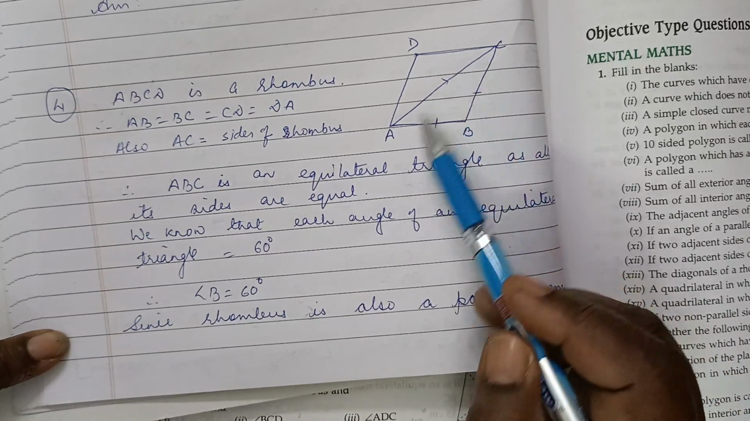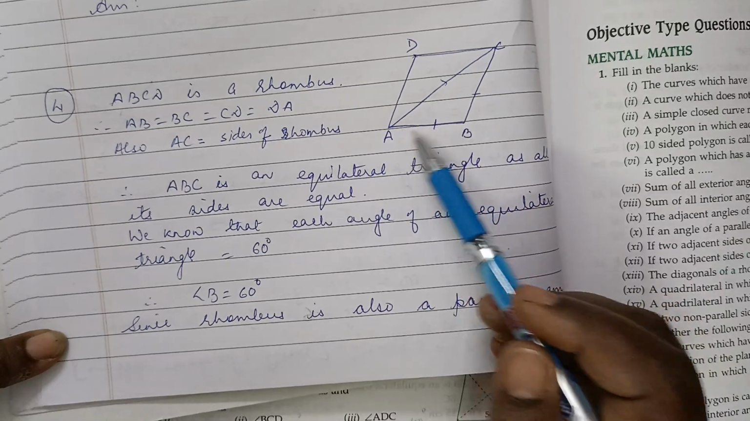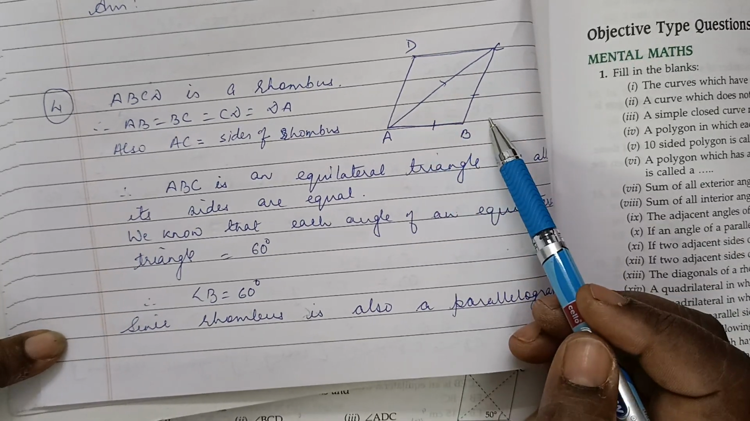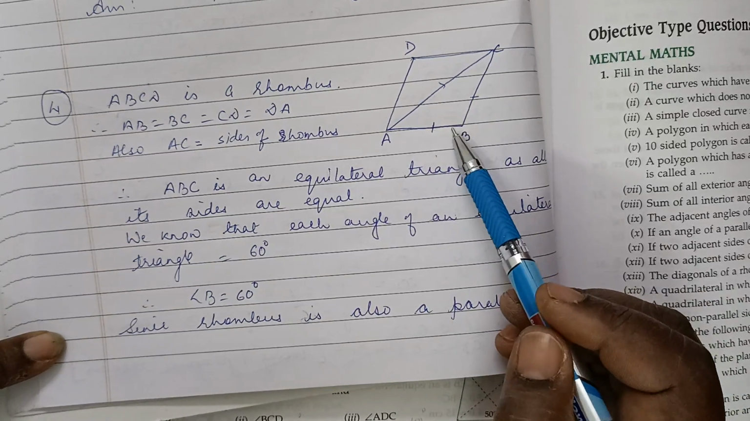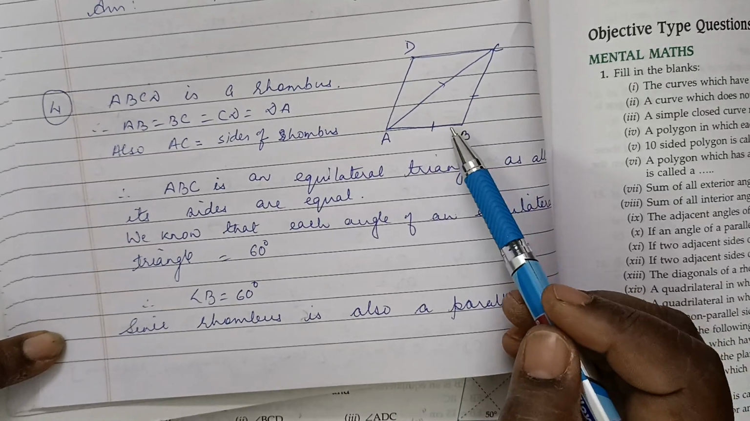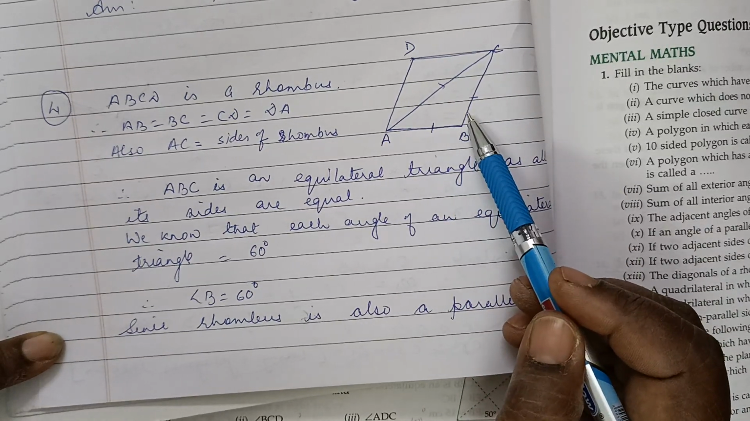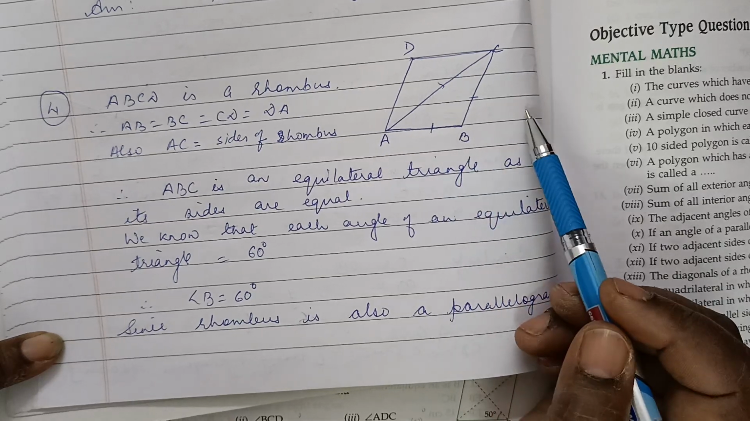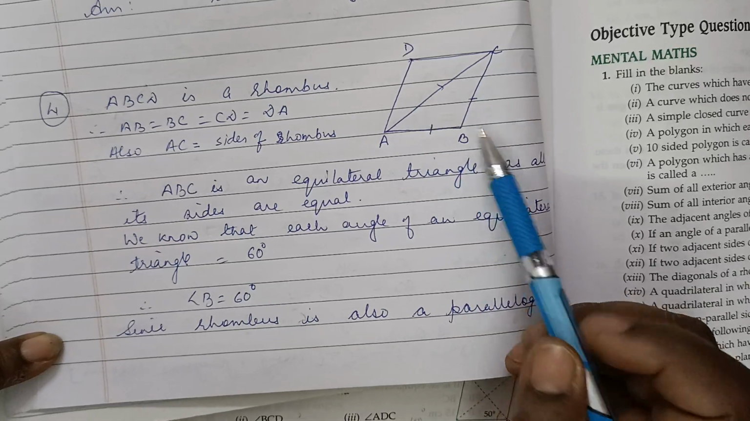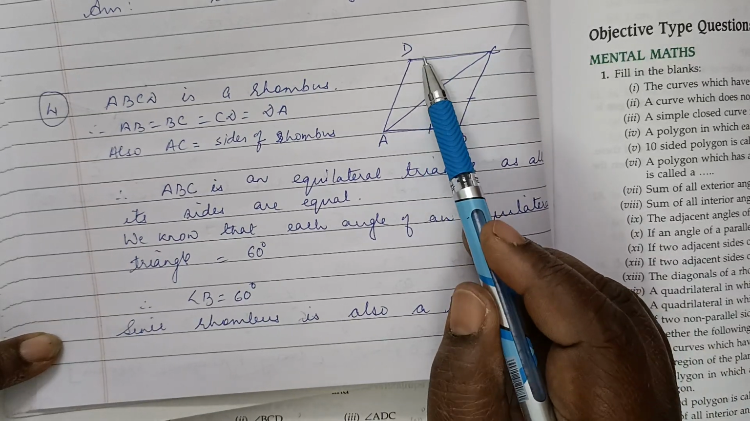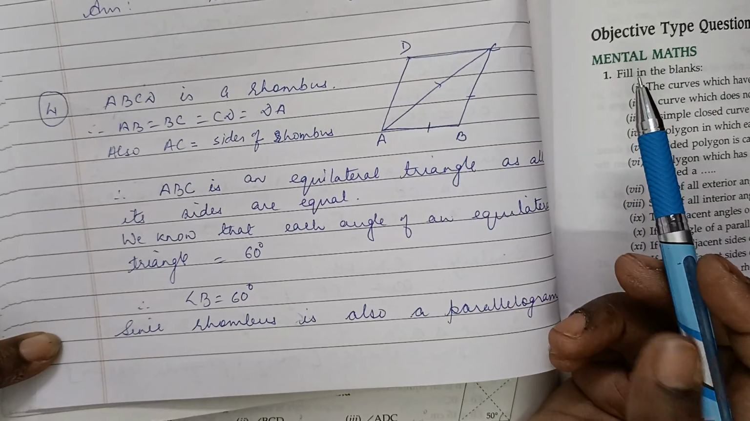Now, if we take this triangle ABC, what do we find? That AB is equal to BC is equal to CA. So, ABC is an equilateral triangle, isn't it? Now we know that each angle of an equilateral triangle is equal to 60 degree. So in triangle ABC, angle B is equal to 60 degree. Now since a rhombus is a parallelogram also, we know that opposite angles are equal in a parallelogram. So angle B is equal to angle D. So if it is 60 degree, angle D will be also equal to 60 degree.